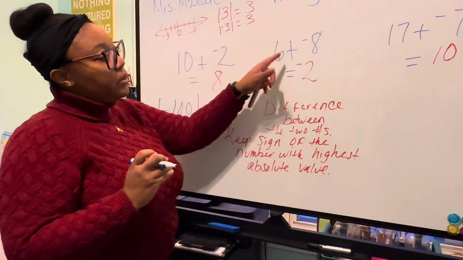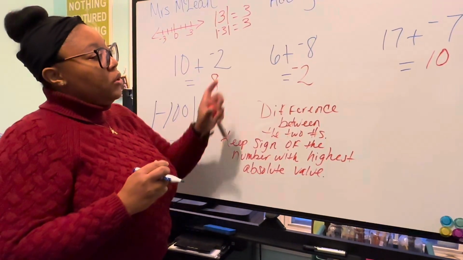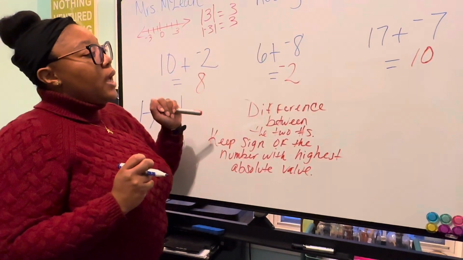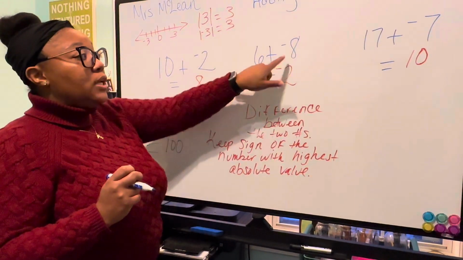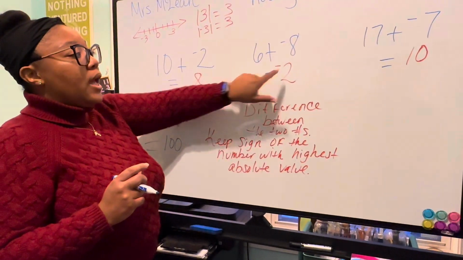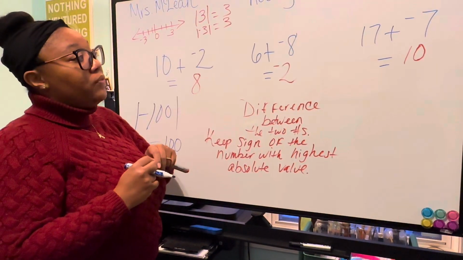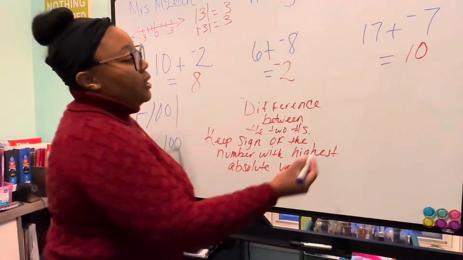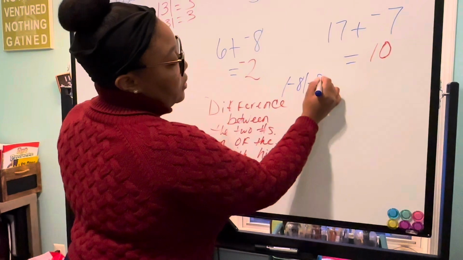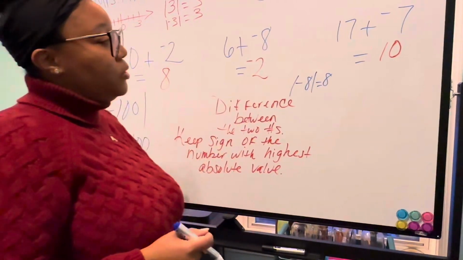Again, we have 6 plus a negative 8. We're going to take the difference between those two numbers, which is 2. And we're going to add our sign, which is negative, because negative 8 has the highest absolute value. The absolute value of negative 8 is simply 8. So negative 8 has the highest absolute value.